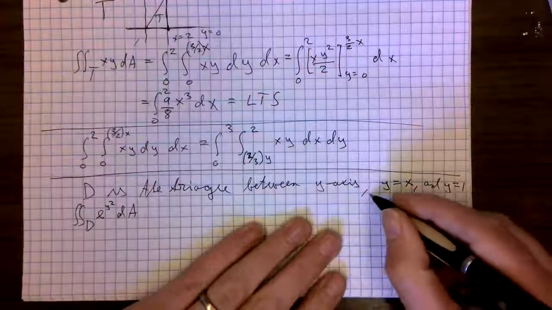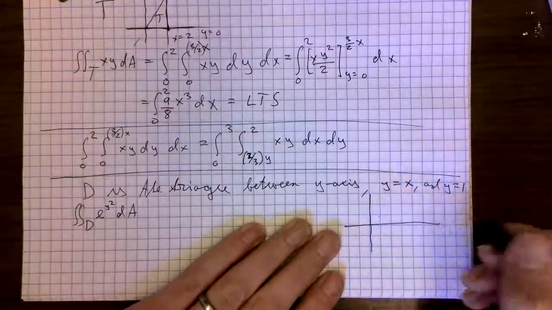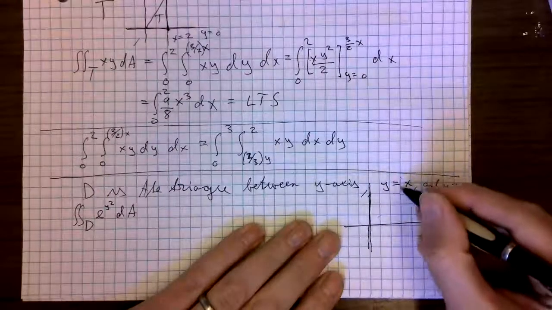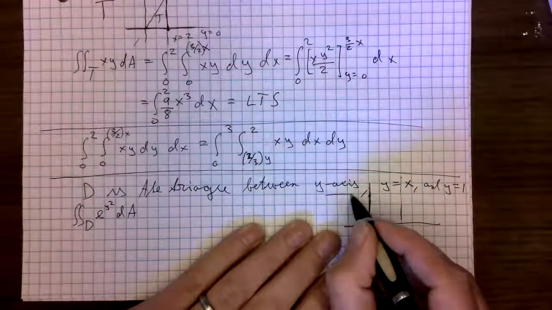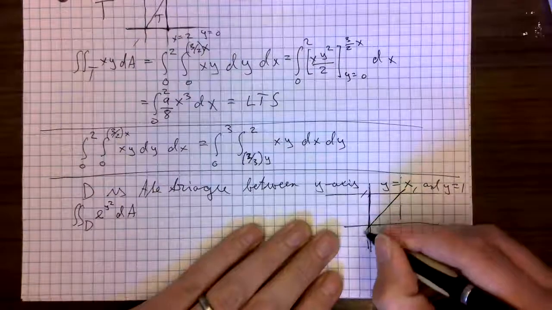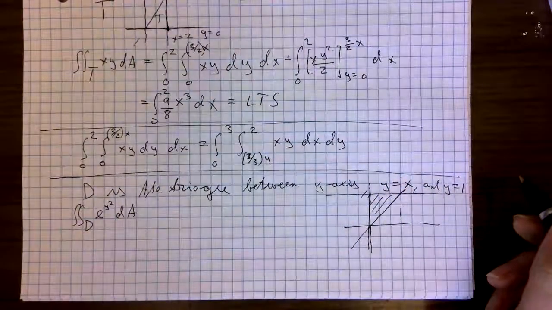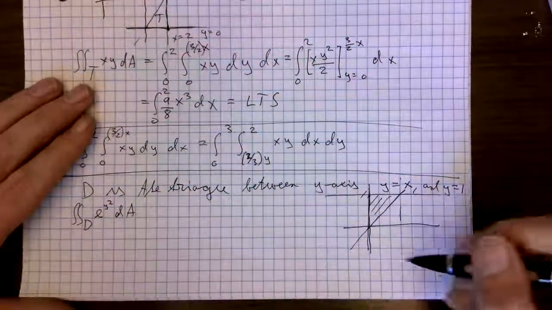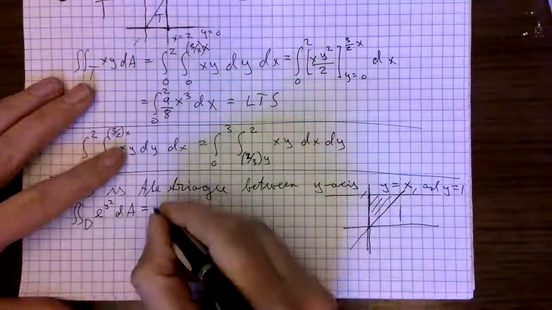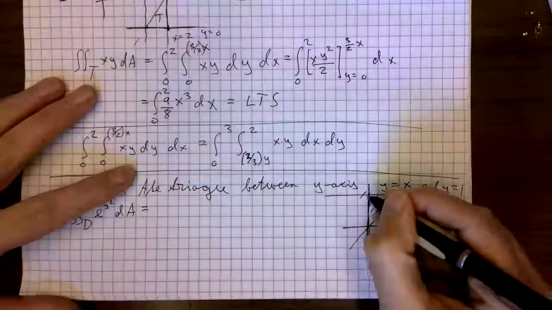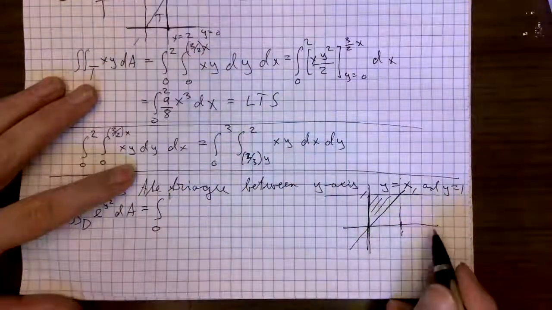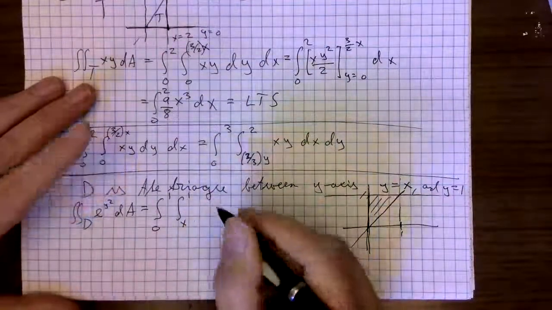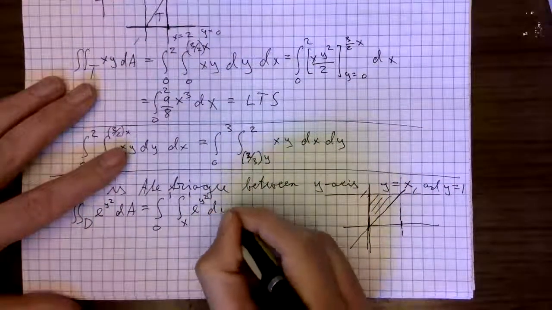Let's draw this triangle. Let's not make it one block, because that would be way too small. We have the y-axis, y equals 1, this guy, and y equals x, this guy. So it's this triangle over here. Let's first do it as a vertically simple integral. This is going to be from 0 to 1 in x, and in y I'm going to go from whatever x is to 1, e to the y squared dy dx.